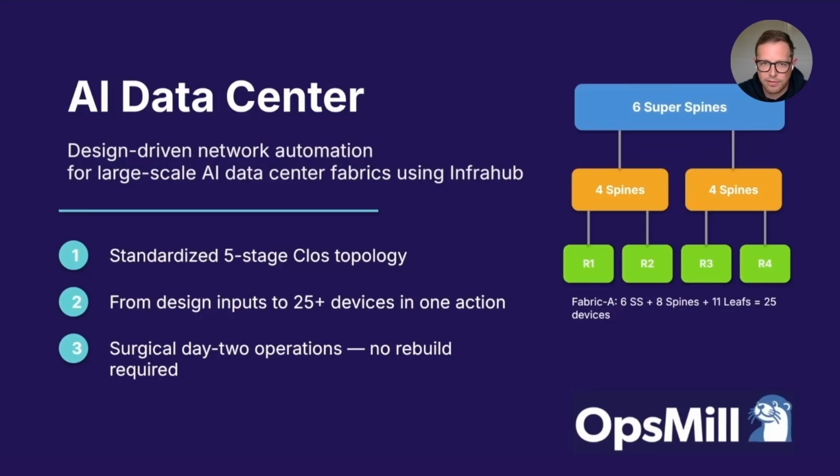We're going to start off from defining high-level design inputs, which we will use to generate all of the infrastructure that we need up to the point where our device configurations and our cabling plans are ready to deploy the fabric. In the last step, we're also going to show you how you can perform day two operations, such as extending the fabric by adding a new rack without rebuilding the whole fabric.